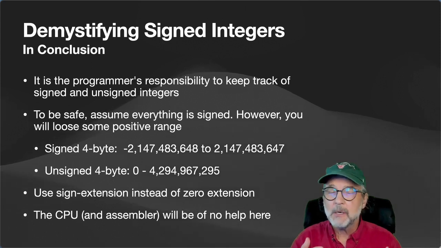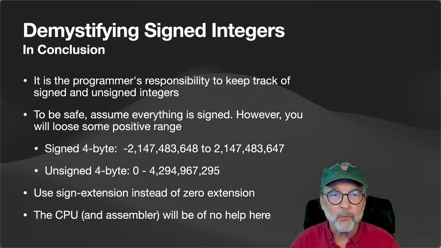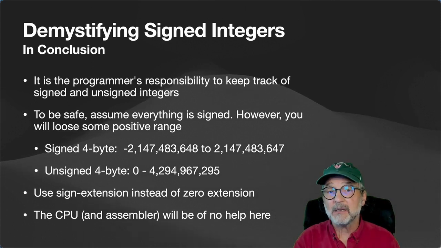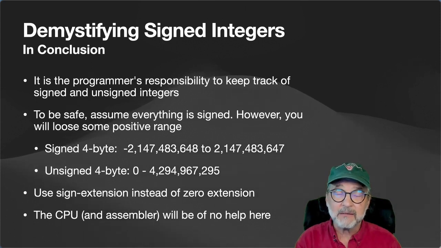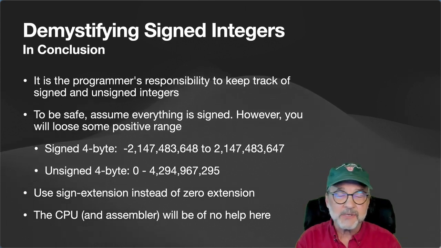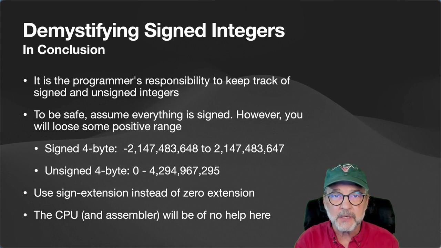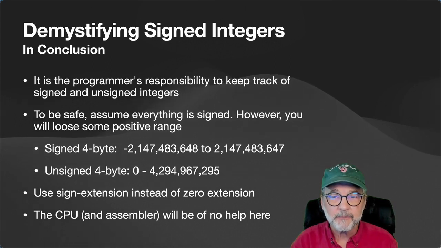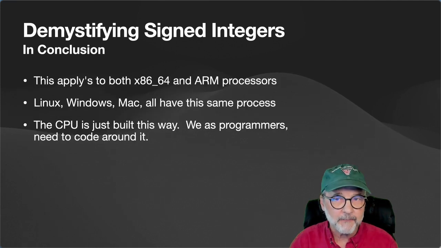If you're not sure, move SX will always help and will always do it correctly. Even if the sign is 0, it'll do exactly the same thing. The sign bit, the most significant bit, even if that's 0, it'll do the same thing as move ZX. It'll move 0 up into all those upper bits. And again, the CPU and the assembler will be of no help here.